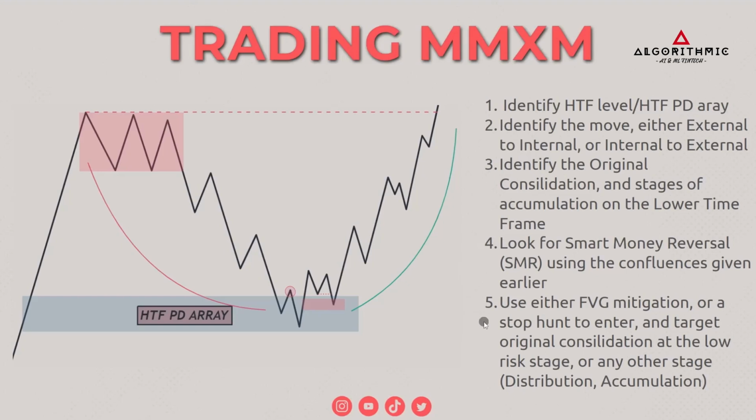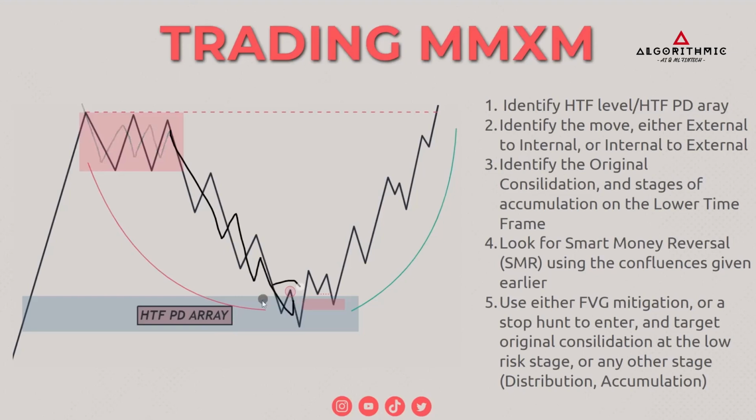So then let's involve the entry. Now we're going to use the fair value gap mitigation or a stop hunt to enter. We have 2 types: either we wait for the fair value gap mitigation, the fair value gap here, and wait for the mitigation, or simply we look for this liquidity sweep, right? So these are the 2 types to focus on. And then we target the original consolidation, either entering at the low risk buy stage, or the accumulation or the reaccumulation phase. Any of those stages you can actually execute a trade from, and that's the whole plan. That's it. And we're going to go through examples and apply all these steps one by one and show you how you can actually approach this and become a beast at trading.